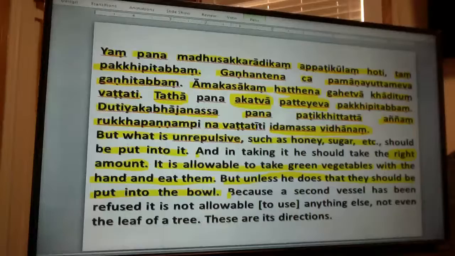That means because the second vessel, the second container, has been refused, it is not allowable to use anything else, not even a leaf of a tree. Yeah, a leaf of a tree is not allowed. So these are directions to practice the bowl eater practice. Okay.